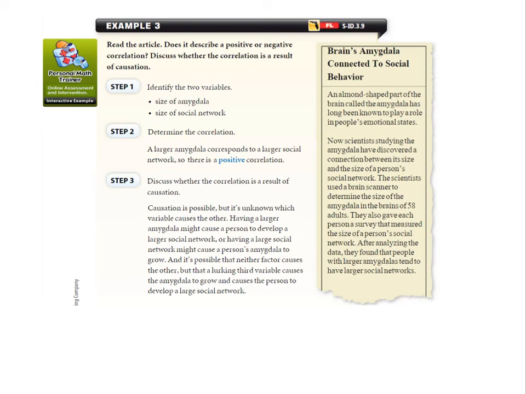Now the question is whether or not that's a result of causation. Overall, they do say that it is possible, but it's unknown which variable causes the other. Having a larger amygdala is going to make somebody more social, which means they tend to have a larger social network. Or it could be the opposite. If that relates to them being a social person and they already have a social network, it could cause the amygdala to grow as well.